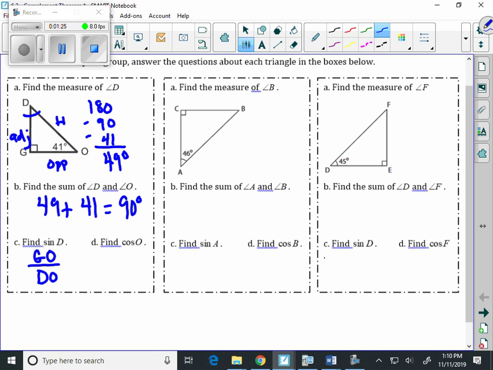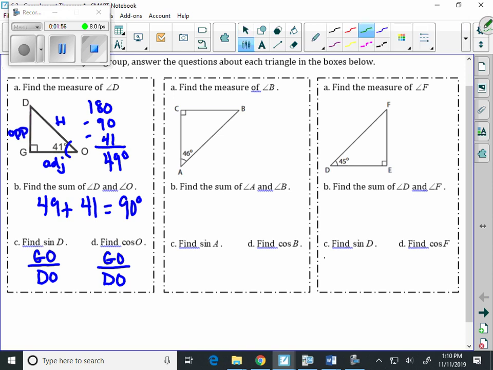When we go ahead to find the cosine of angle O, the hypotenuse isn't going to change, but we have to relabel this graph. Across from angle O is the opposite, which must mean that this is the adjacent, and cosine is defined as the adjacent divided by the hypotenuse, so this is GO divided by DO.